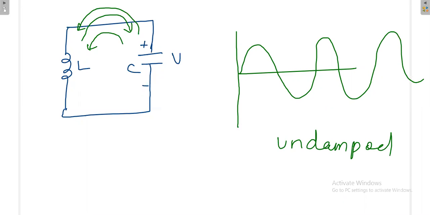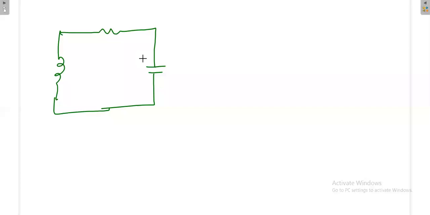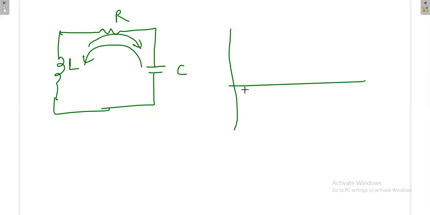If you have resistance in between, inductor is there, resistance is there, and this is the capacitor. Again, this is the example of a series RLC circuit. This is L, R and C. Now what will happen? From the capacitor, the energy goes to the inductor, and from the inductor, the energy comes back to the capacitor. But in this process, some energy is lost through the resistance. So initially it will be like this, gradually it will decrease, and finally it will reach 0.